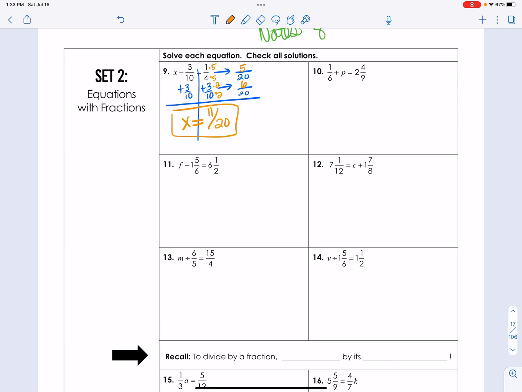Okay. And so now you can check this. I would do 11/20 minus 6/20, right? Because it has to have like terms. And so that's 5/20, which reduces to 1/4. So it does check.